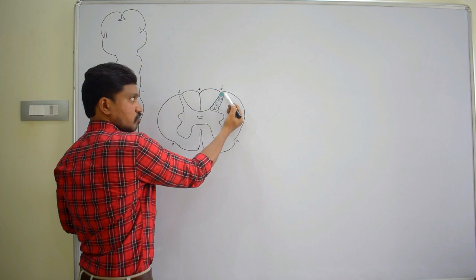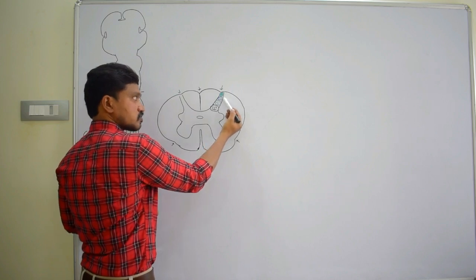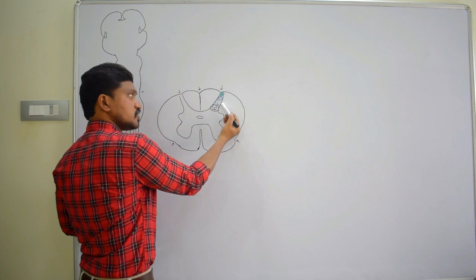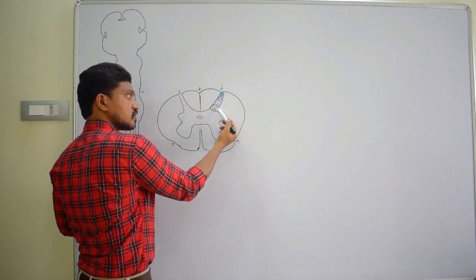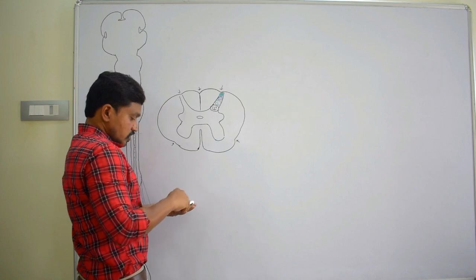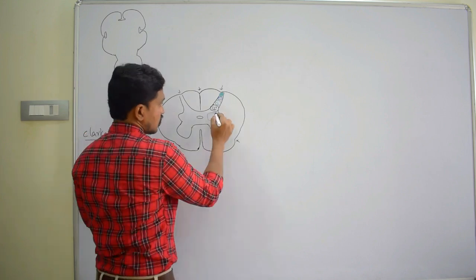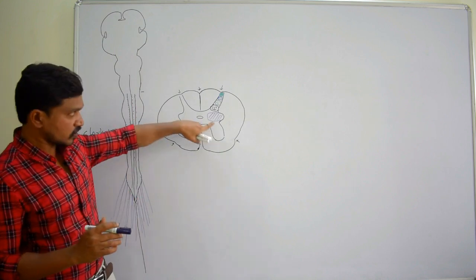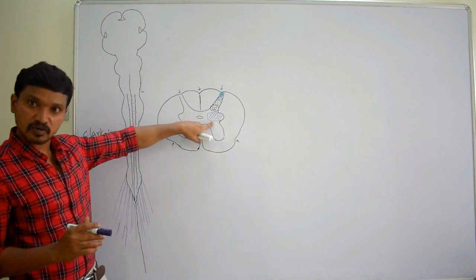What is this? Marginal nucleus. What is this? Substantia gelatinosa. What is this? Nucleus proprius or chief nucleus. And what is this? Dorsal nucleus of Clarke. Then if you observe here, you can see another nucleus, which we call the intermediate lateral nucleus.